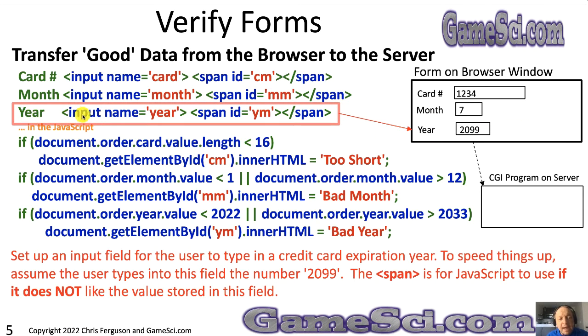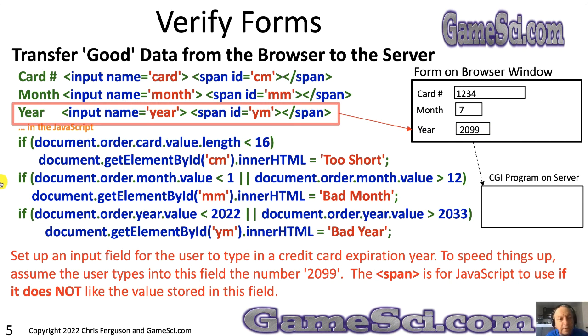Year: input tag name equals year, span ID equals YM. Put this field on the browser window. Set up an input field for the user to type in the credit card expiration year. To speed things up, assume it's the user that types into this field the number 2099. The span is for JavaScript to use if it does not like the value stored in this field. And again, notice how the span is right next to the input box.